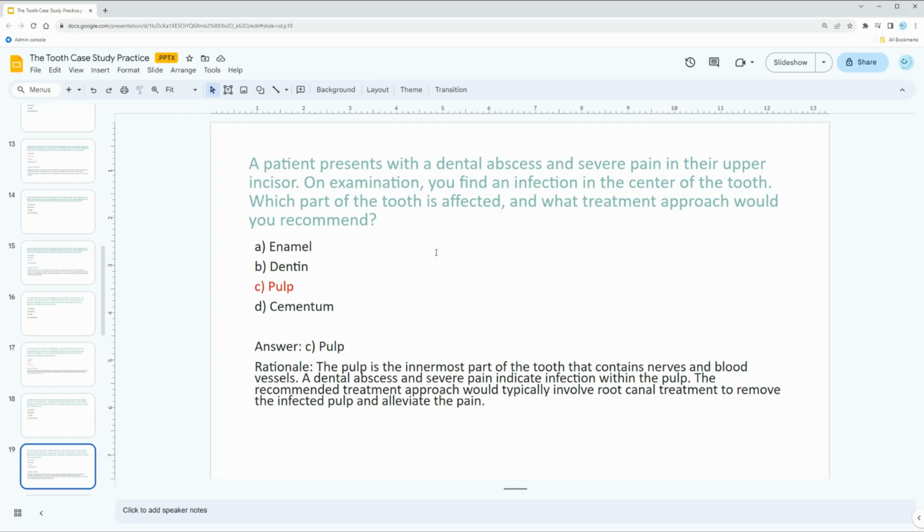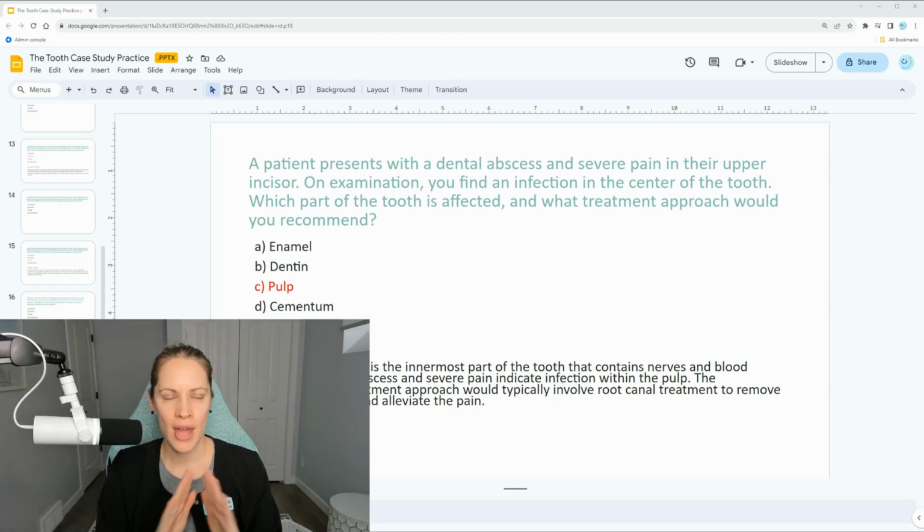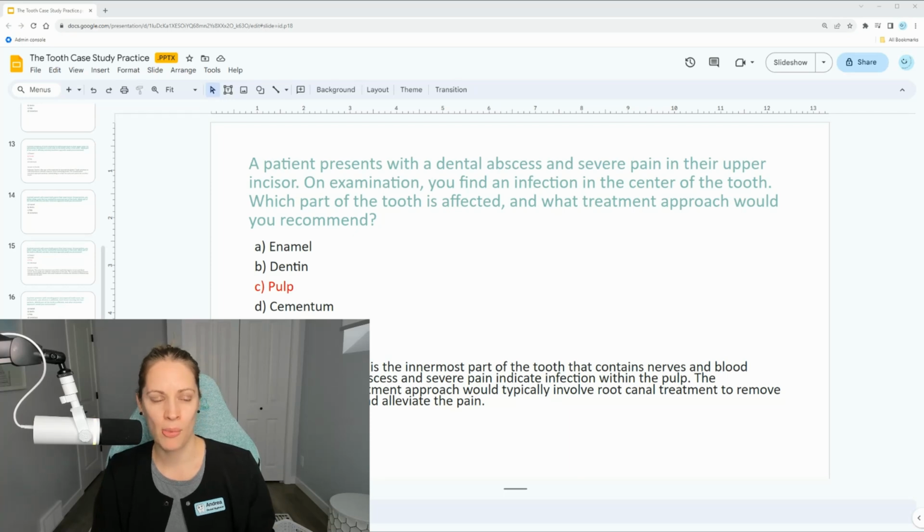This is the pulp again. Anytime there's a dental abscess, it has to do with the pulp. The pulp is affected. So even if you decide to not read the whole question, as soon as you see a dental abscess, you know right away that's the pulp. You could even ignore the rest of the question. So the rationale says basically very similar to what the last pulp question says, that the pulp is the innermost area of the tooth. An abscess does cause severe pain, especially when infected. The recommended treatment would involve a root canal.